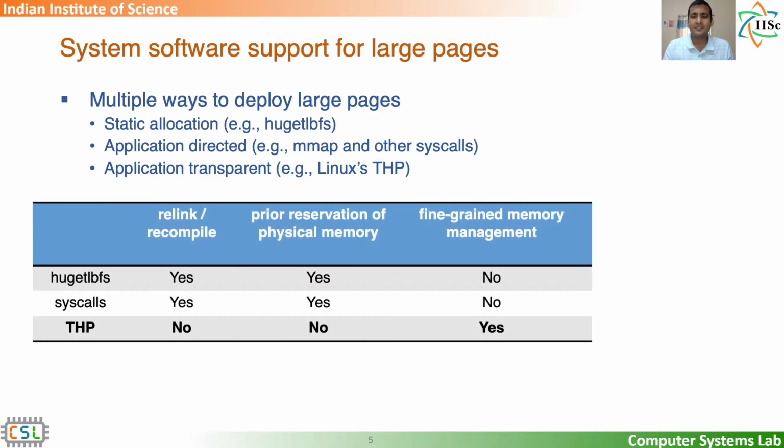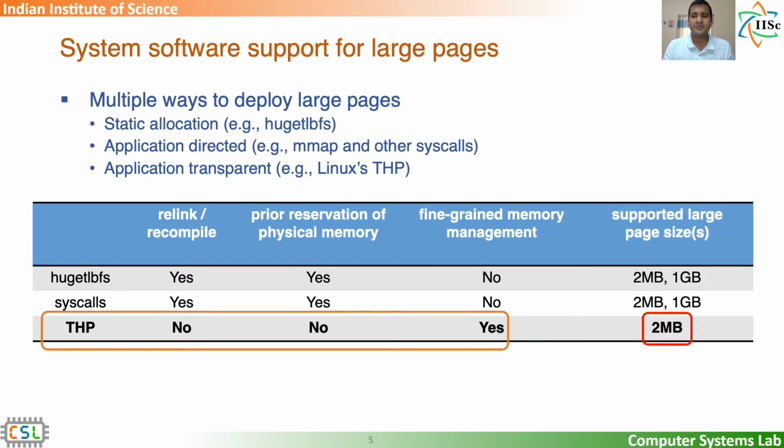The first two of these methods have some usability issues. Recompilation is problematic for legacy applications, and memory reservation is problematic for overcommitment in shared infrastructures such as the cloud. In addition, large pages allocated via these methods aren't meant to be broken into smaller pages or to be swapped out of memory, so they preclude fine-grained memory management. The third alternative is quite attractive and offers all the desired features. This is why THP is so popular today.